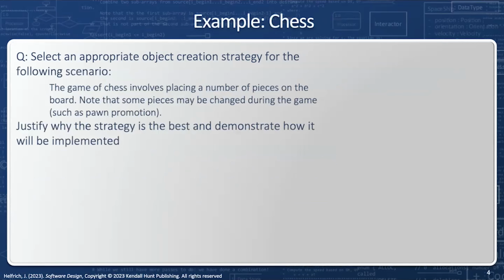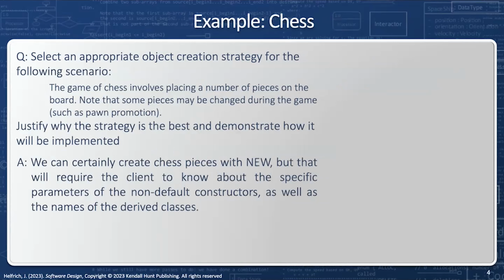Here's another example. Consider the game of chess. I want to create chess pieces, put them on the board, but I also want to handle promotion and things like that. Once again, this is a good candidate for the factory design pattern. We can certainly create the pieces with new, but that requires the client to know many more details about the derived class than is necessary.